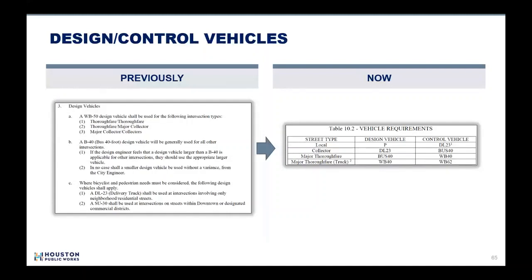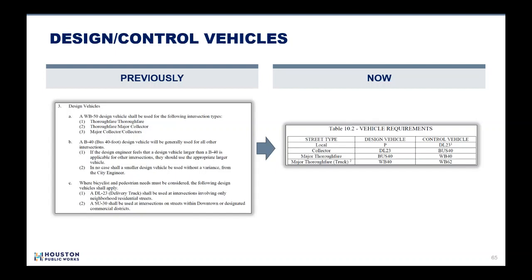And for my last part of the conversation, before I hand it over, I wanted to talk about our design vehicle section. And there are a couple of changes here. Again, looking at context sensitivity, not trying to build the biggest intersections all over town. We don't necessarily need the biggest intersections all over town. At the same time, where we do need to accommodate trucks, we need to accommodate trucks, so we don't have curb that gets torn up every couple of years that we have to maintain.